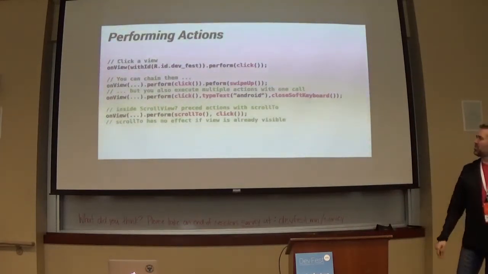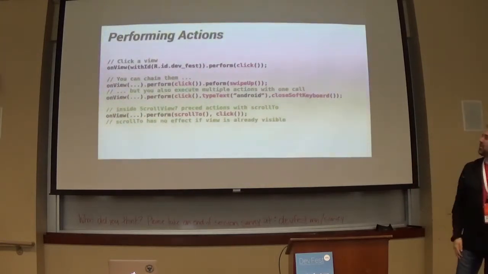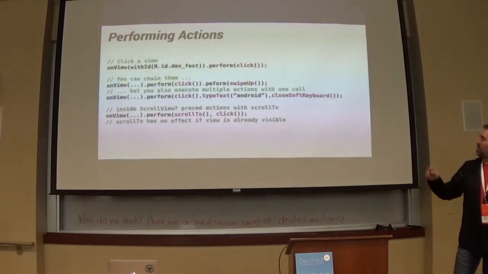They didn't have the soft keyboard action originally, right? Or at least it was finicky. I can't remember if it came in Espresso 2 or not, but for a while I was just putting newline characters in to make sure the keyboard went away. But now there's close soft keyboard.